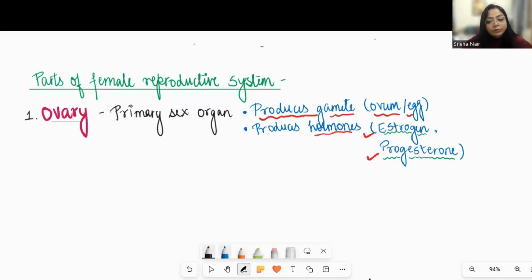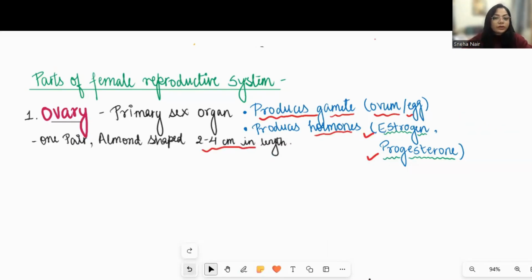Children, estrogen and progesterone are steroid hormones, and they are the reproductive hormones of the female produced by the ovary. They perform various functions: they help in development of the egg cell, they help in ovulation, and they help in preparing the uterus for implantation. So they perform various important roles.